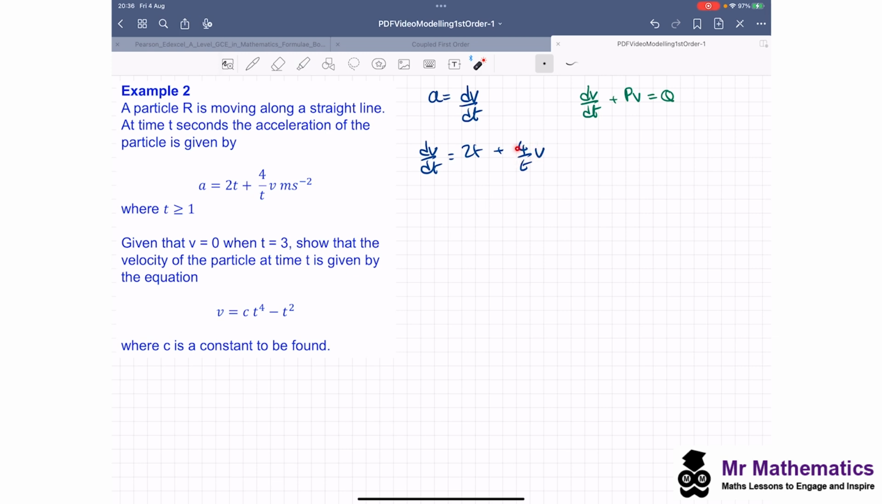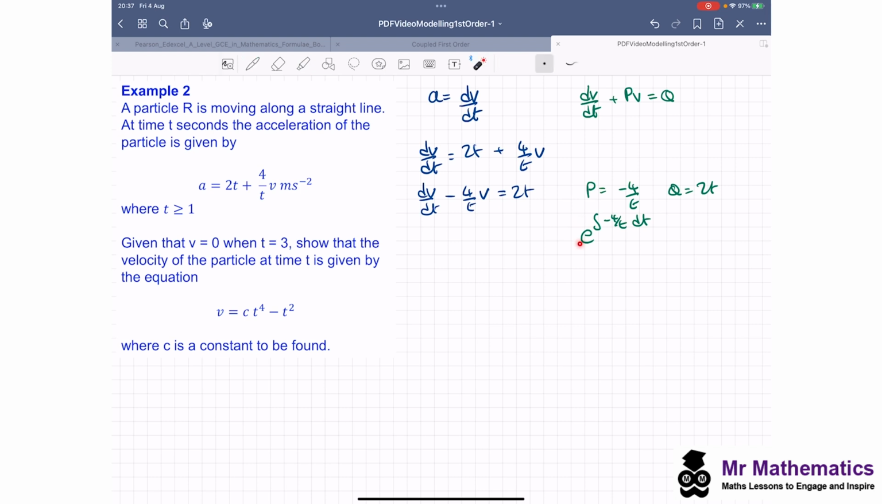So what we need to do is move this term to the left-hand side. So dv by dt minus 4 over t times v is equal to 2t. So now you can see that p is equal to negative 4 over t. So all I've done is I've found that this function here we can write as negative 4 over t. And then q will be equal to 2t. So I can use this value of p to work out our integrating factor. And this is when you raise e to the power of the integral of negative 4 over t with respect to t.